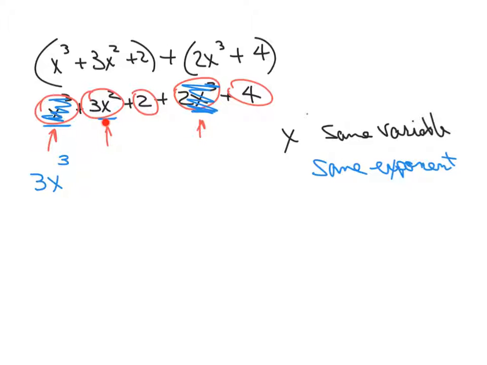Alright, now I look at this one. I've got an x squared here. I don't have any more with x squared, so I can't do anything there except just leave it alone. Then I look here and here. Neither one of those have variables, so I can add those. And I'm done. Okay, so all I did was combine like terms.